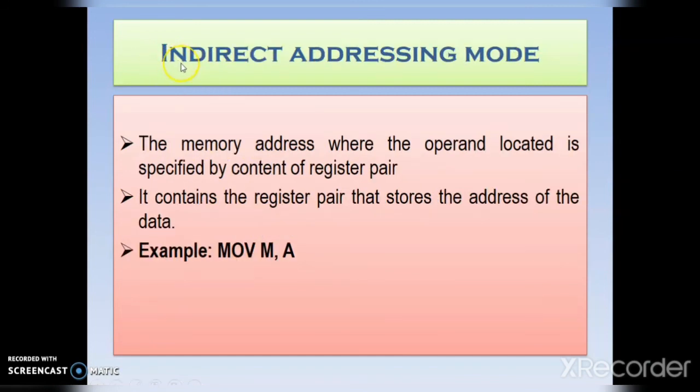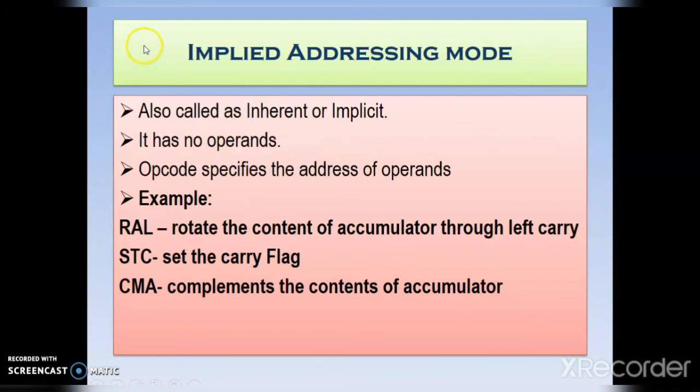And the fourth one is indirect addressing mode. The indirect addressing mode consists of a register pair. It transfers the contents present in the accumulator to the memory location that is pointed to by a register pair, that is the HL or BC register pair. And the last one is implied addressing mode. Implied addressing mode has no operands, it has only opcodes. These are some of the examples for implied addressing mode.